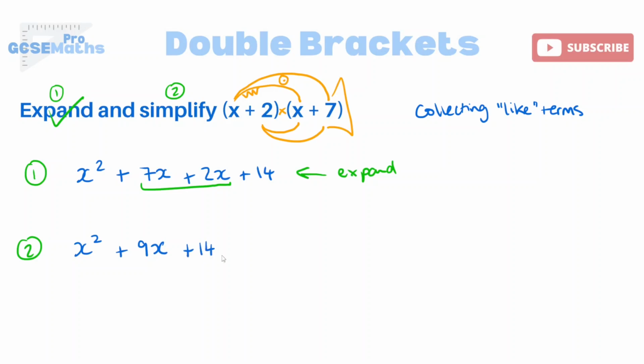I don't have any other whole numbers on their own. I don't have any other like terms for the 14. So once we've simplified it, most of the time, not saying all the time, but most of the time, you're going to end up with 3 terms, okay?